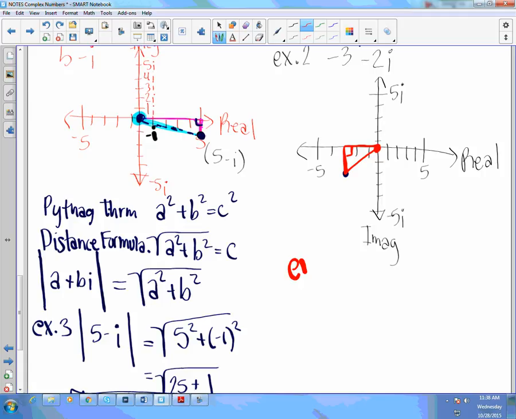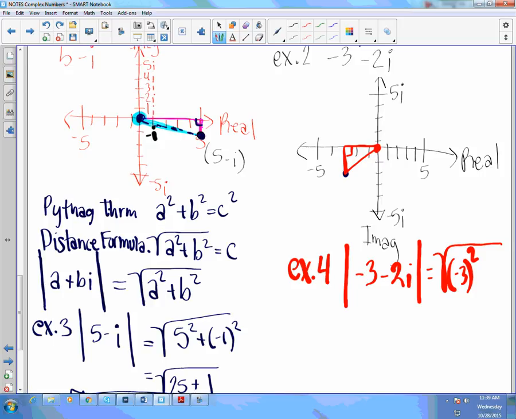So right here we're going to put example 4. And we have the value of that same point, -3 minus 2i. So it's the square root of A squared plus B squared. So here, what is A? -3. So put that in parentheses. It's important when you square a negative, you need to put it in parentheses.